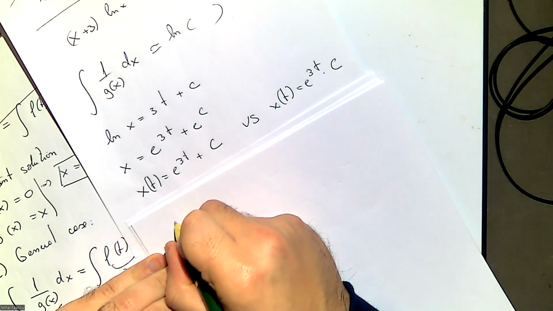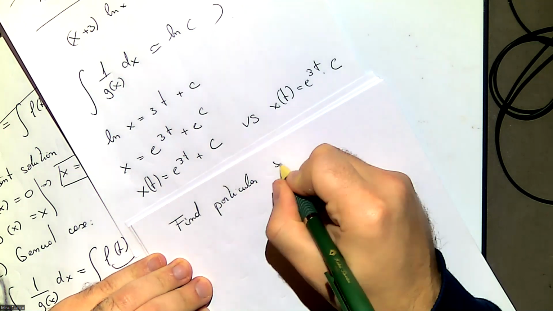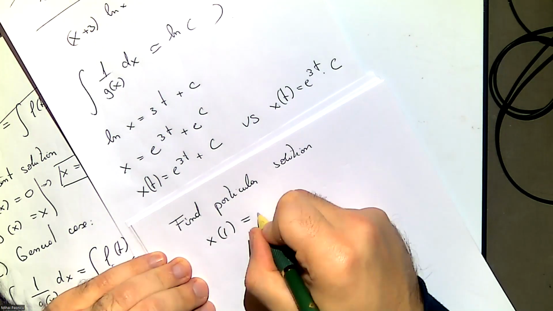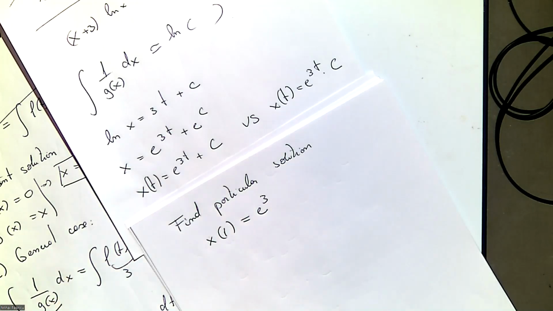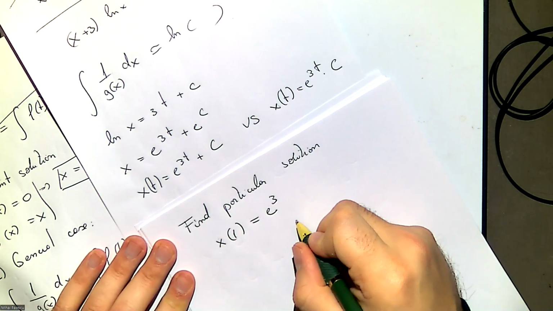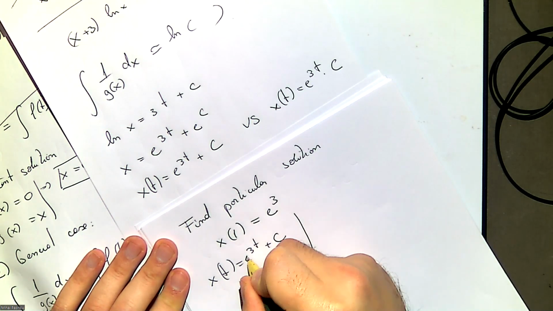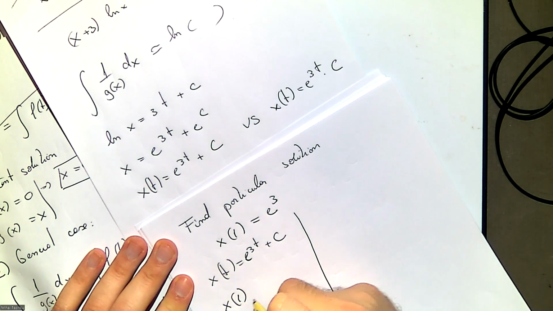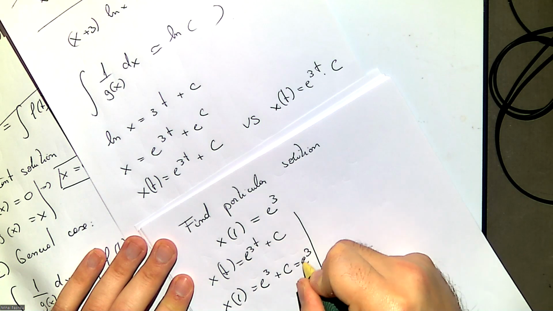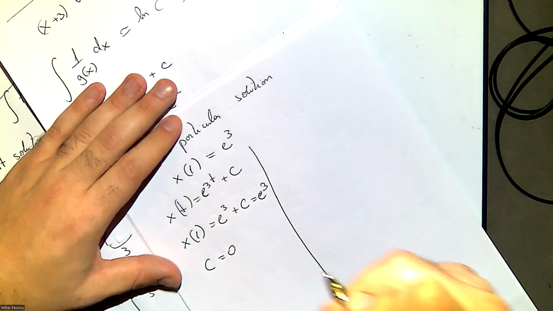I'm going to say find the particular solution, x of 1 is equal to e to the power of 3. So we do the same exact thing, and let's split the page in two. In your case, x of t is e to the 3t plus a constant. x of 1 is just equal to e to the power of 3 plus a constant, and I need this to be e to the power of 3. So the constant is just equal to 0.